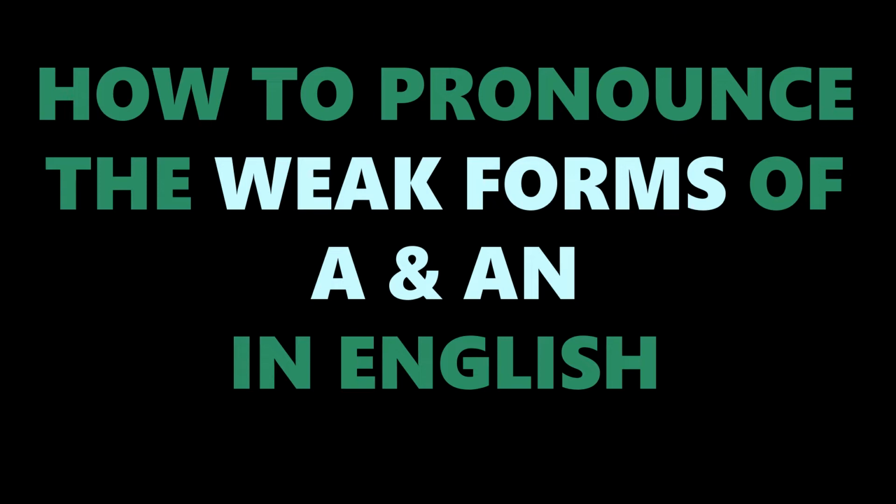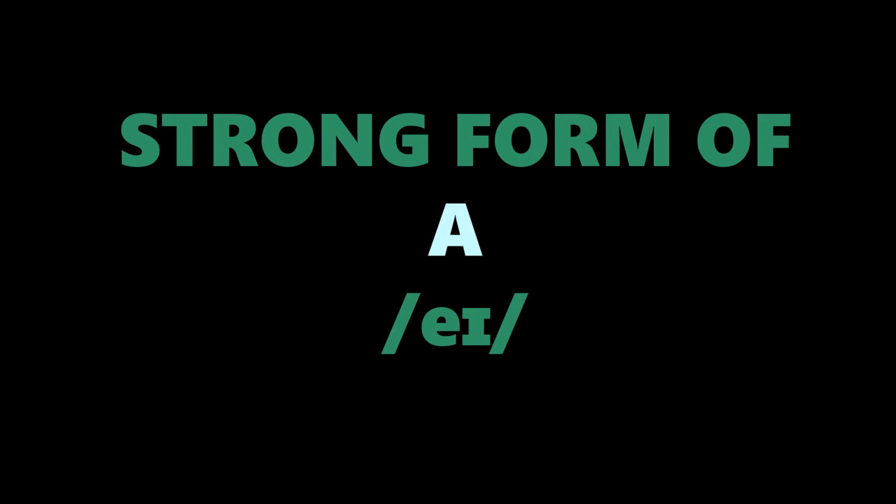Today we're looking at the articles a or a and an or un. So this video is going to be slightly longer than some of the other weak forms videos because this is a slightly complicated topic. So first of all, the strong form is a.